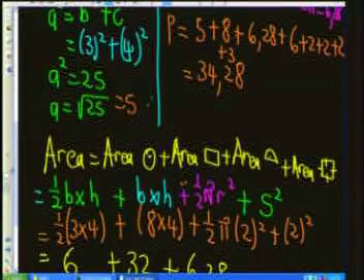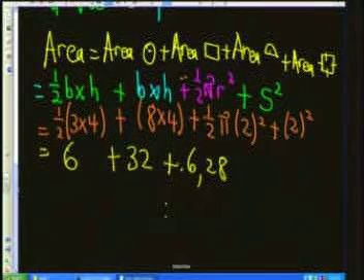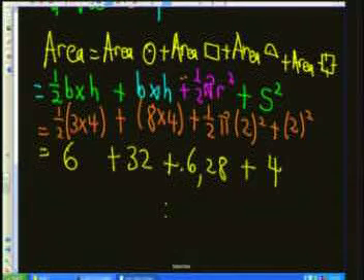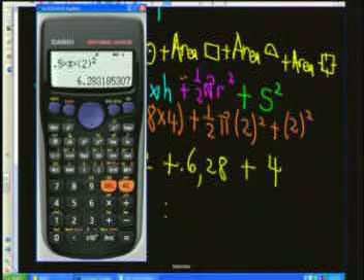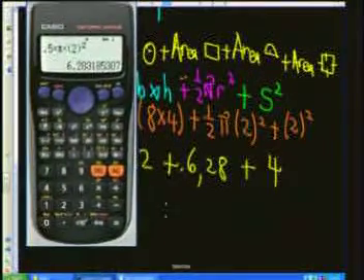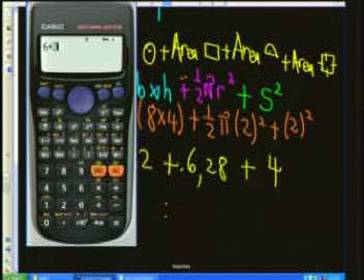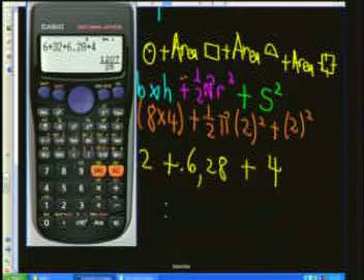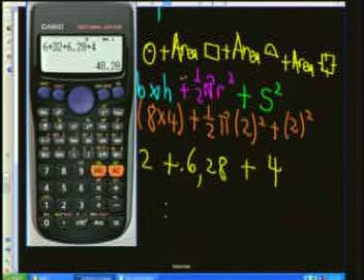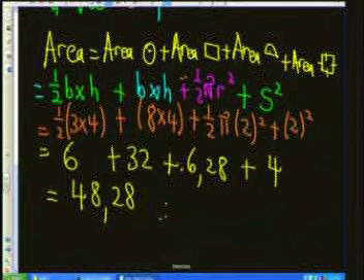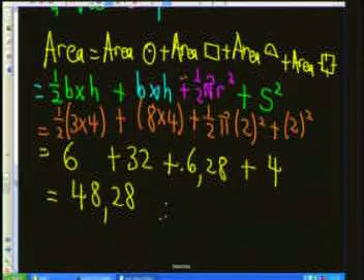So it's quite unusual. And then we have the last one, which is 2 squared, and we all know that is 4. So let's add up all of these areas to get the total area. We have 6 plus 32 plus 6.28 plus 4, which is equal to, in decimals, 48.28. And there's no unit of measurement, so we can leave that out for this question.